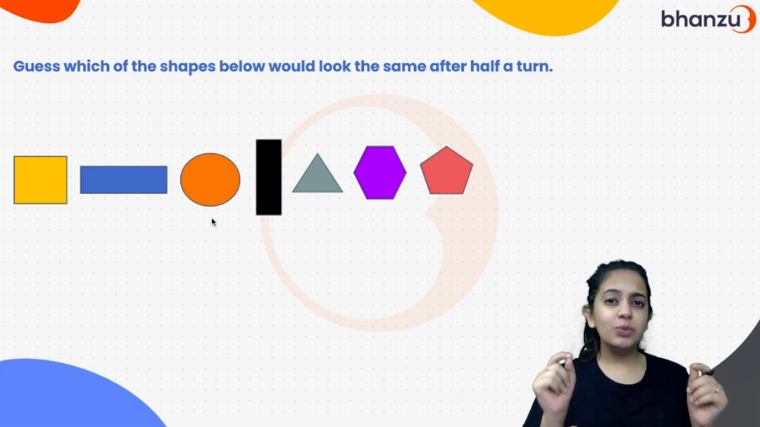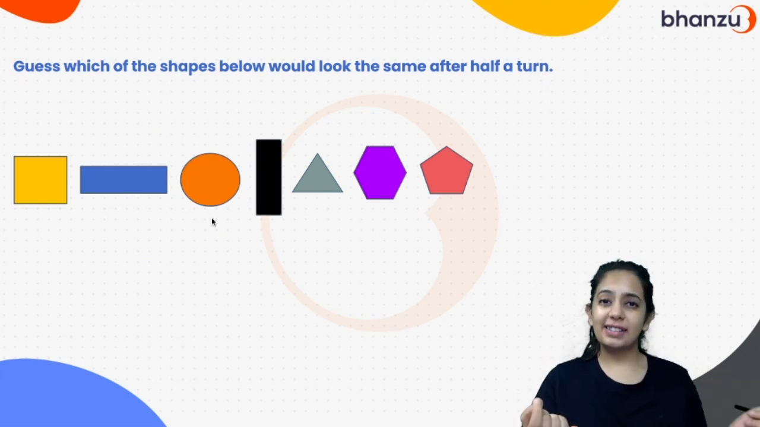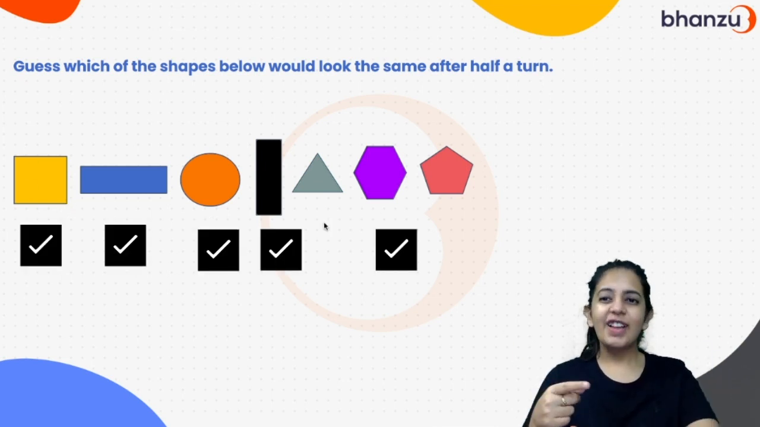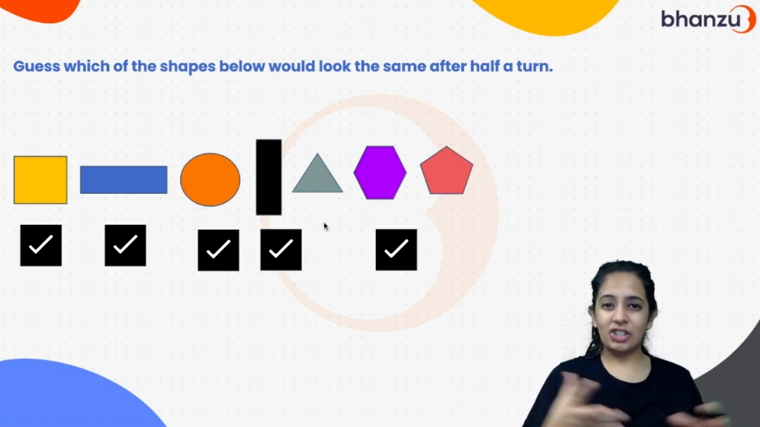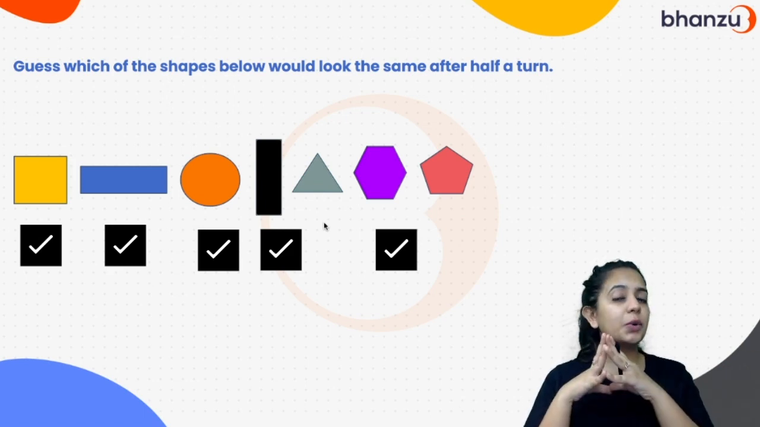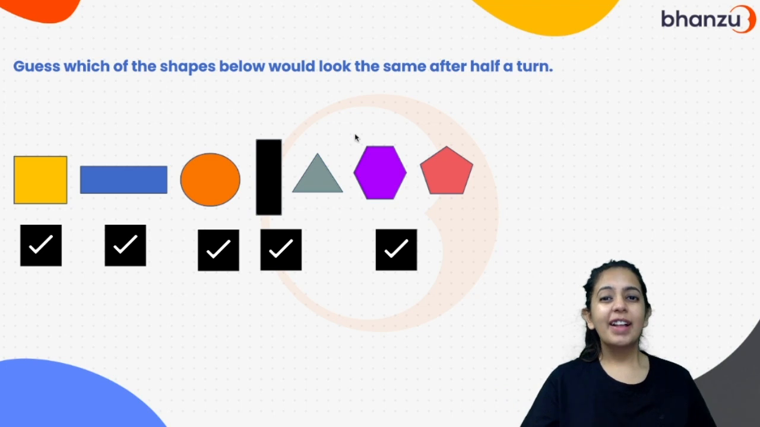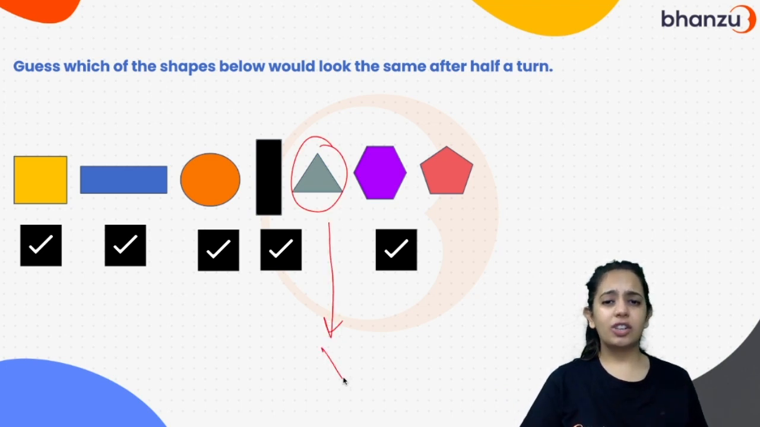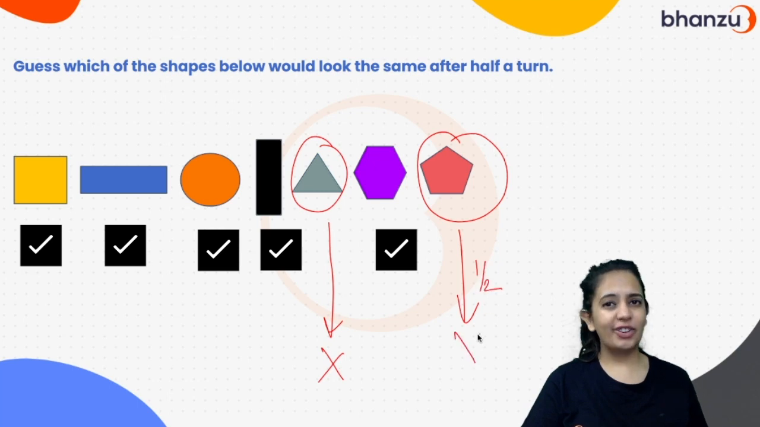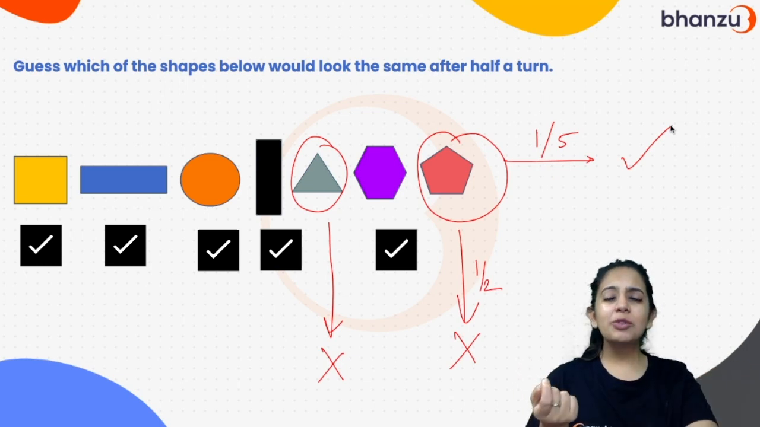Guess which of the shapes would look the same after half a turn. After half a turn, which shapes among these are going to look the same? Now you have to try this by yourself. So obviously there are some particular shapes that after a 1/2 turn, you are going to observe exactly the same. But in case of a triangle, this will not look the same. And in case of a pentagon also, if you rotate it by half, then it is not going to look the same. But if you rotate it by 1/5, then it will look the same. Alright, now let's move to the next question.